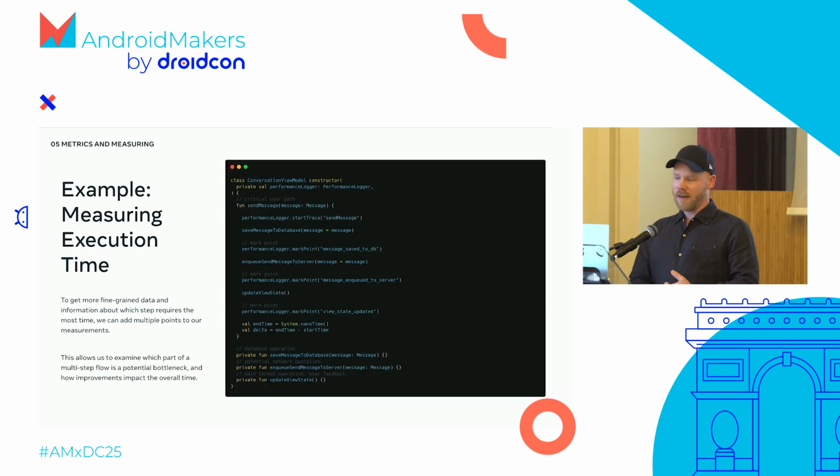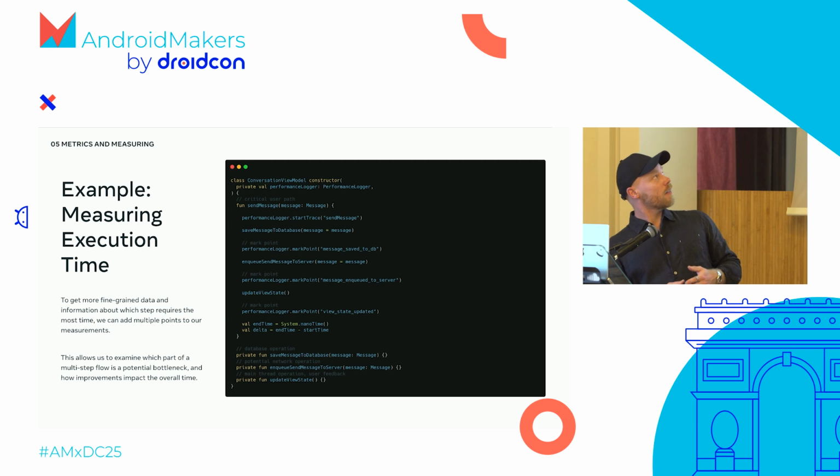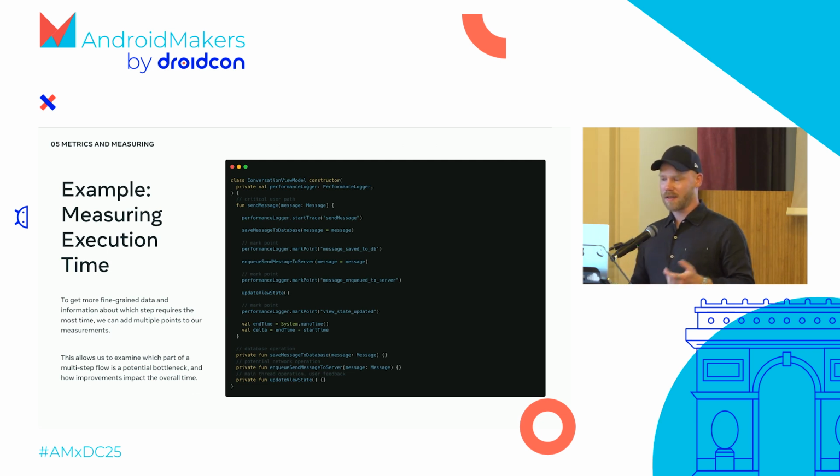So to get more fine-grained data and information, we can work a bit on the way we measure. We can add points in between to mark specific sections of work. The performance logger that is injected here in the constructor, that's just a random construct. It doesn't really exist. I just needed something for the presentation purpose. So you would have to implement that either in your project or use an existing one, because this would heavily depend on your code base and what you're using.